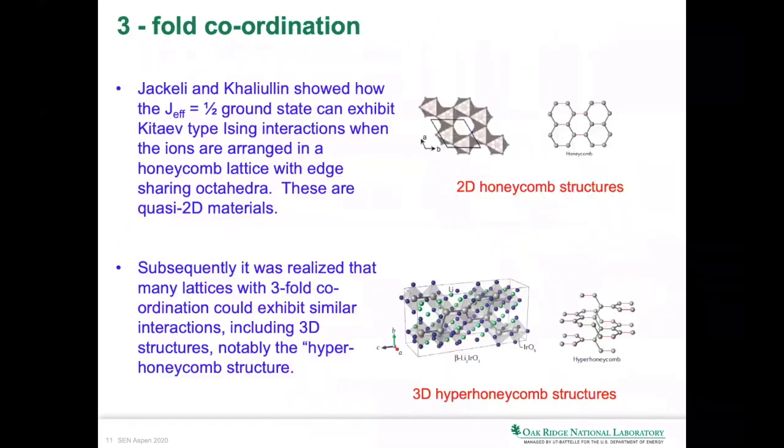One other comment I'll make is that to do with the structure, it turns out that threefold coordination is actually an important ingredient. It doesn't necessarily have to be two-dimensional. And so there's a whole series of three-dimensional compounds, so-called hyperhoneycomb compounds, that can also satisfy these criteria. And these could realize a spin liquid of the Kitaev type.